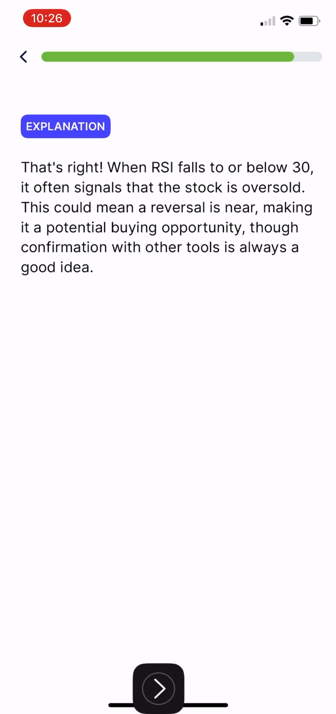That's right. When RSI falls to or below 30, it often signals that the stock is oversold. This could mean a reversal is near, making it a potential buying opportunity, though confirmation with other tools is always a good idea.